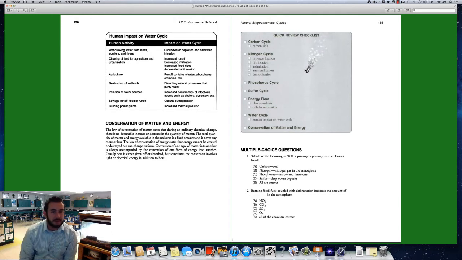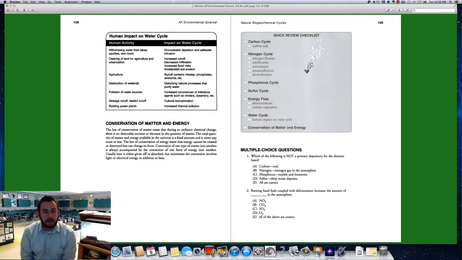And then agriculture runoff containing nitrates, phosphates, ammonia is going to cause some major changes in the chemical composition of the water. Destruction of wetlands disturbs that natural process that actually purifies the water. Natural wetlands are a great filter for water to filter out pollutants. And then pollution of water sources increases because of different biological pathogens, such as cholera and dysentery. Sewage runoff is another one. Feedlot runoff causes cultural eutrophication, causing lakes or lentic bodies of water to go from oligotrophic to hyper-eutrophic, which is not a good thing. And then building new power plants increases thermal pollution, and changing the temperature of water can be very bad for the ecosystem and organisms living in it as well.